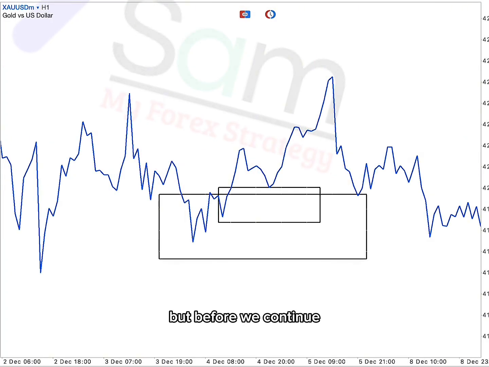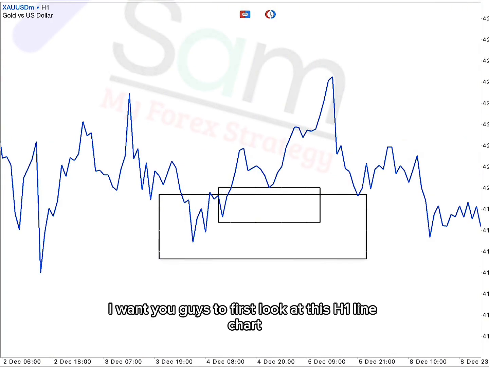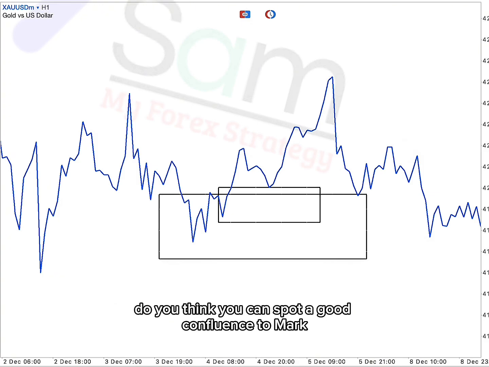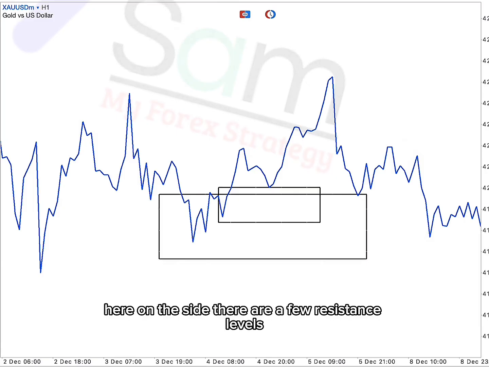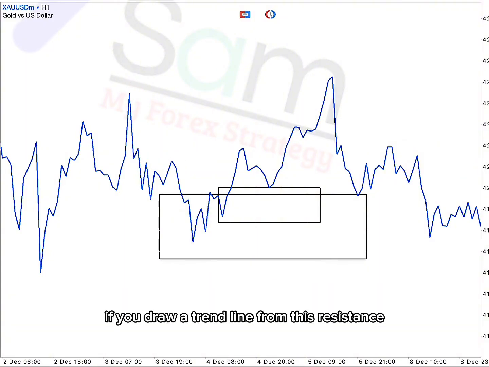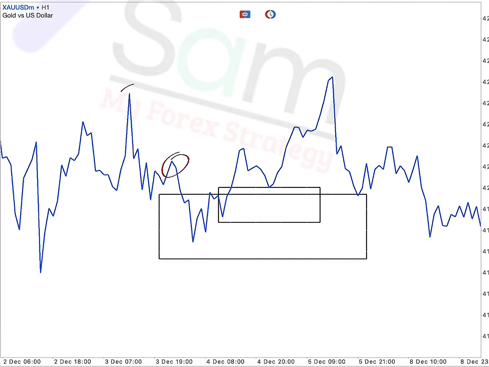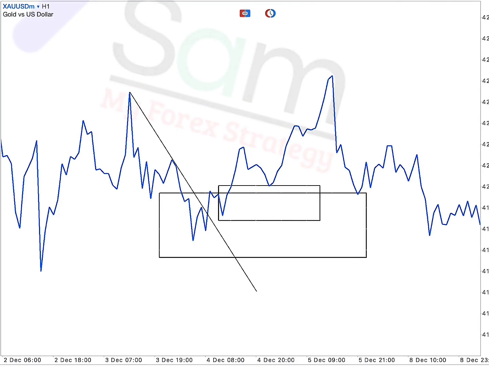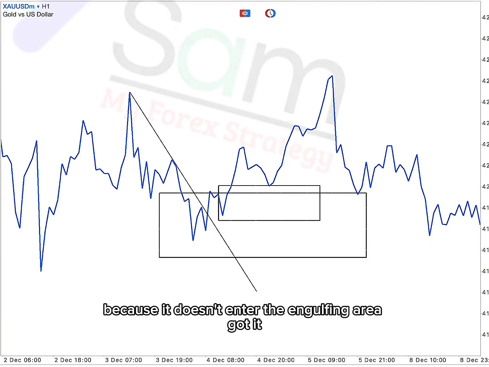But before we continue, I want you guys to first look at this H1 line chart. Do you think you can spot a good confluence to mark here? On the side, there are a few resistance levels. For example, if you draw a trend line from this resistance to that resistance, does it make sense? In my opinion, no, it doesn't. Why? Because it doesn't enter the engulfing area. Got it?